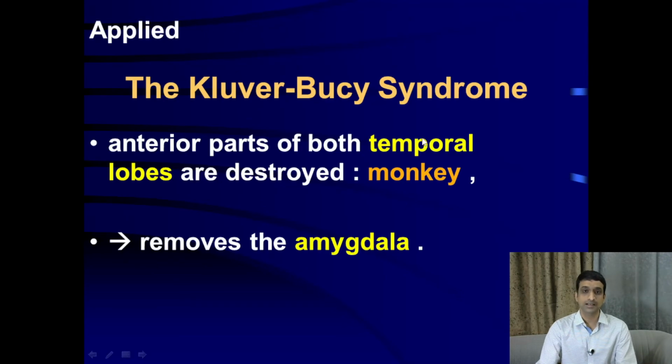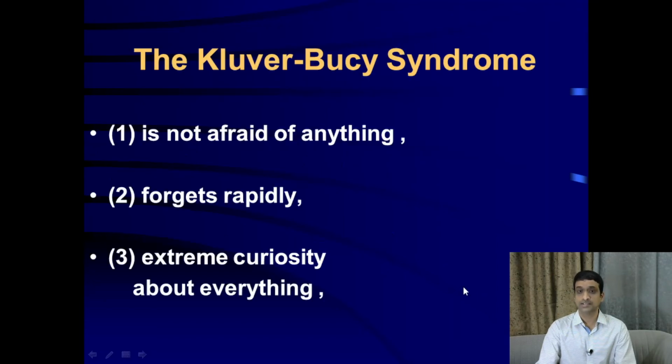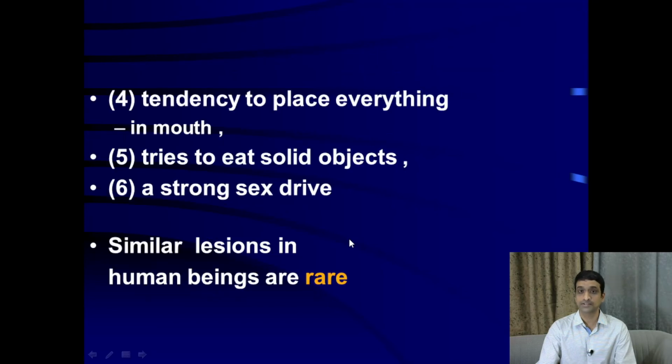Then the last and important one in the applied aspect is the Kluver-Bucy syndrome. In this case, the anterior parts of both temporal lobes are destroyed in a monkey in an experimental model. This removes the amygdala also, resulting in a set of clinical conditions: the animal is going to lose fear. It is not afraid of anything, forgets rapidly, has extreme curiosity towards everything so that it will place objects in the mouth, tries to eat solid objects, and has strong sexual desires. These similar lesions are also found in human beings, reported around the world, but it is very rare.